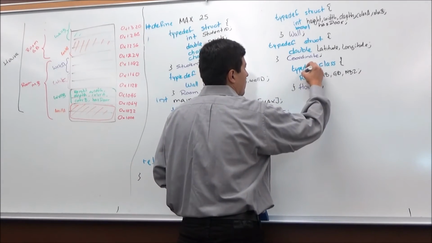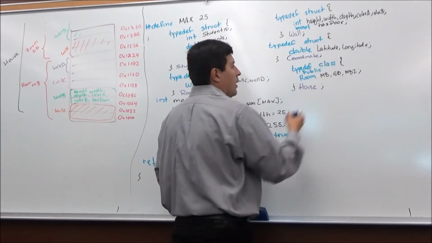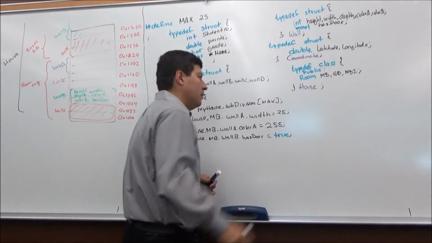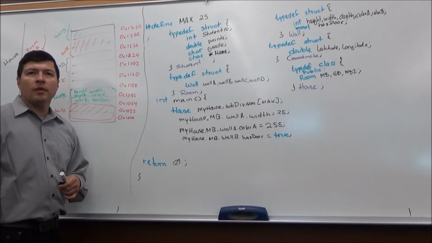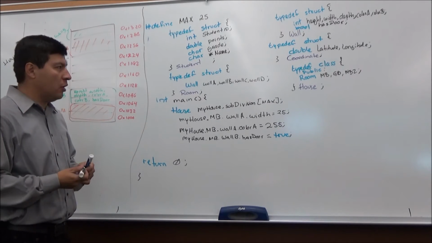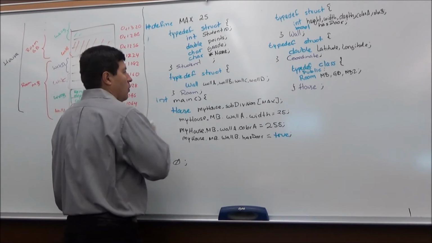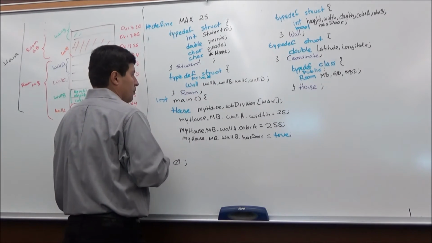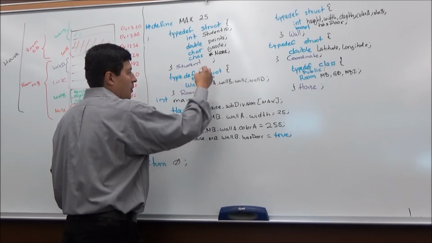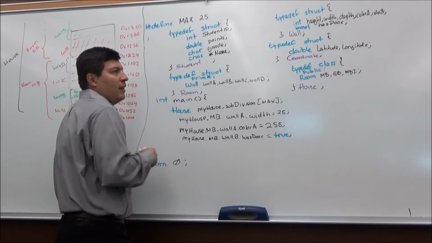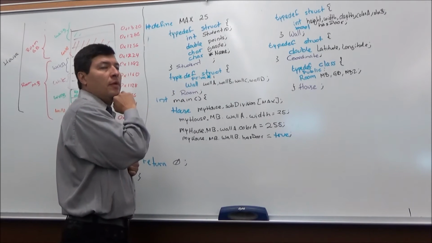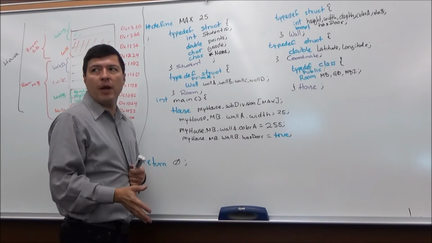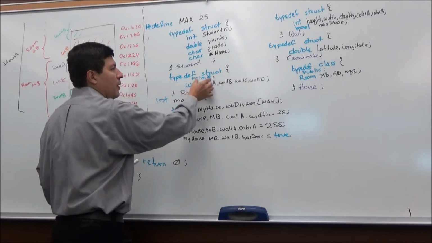How can I make something public in a class? You have to say public, and anything that's under public, now this works. And if you want to make something private in that structure, you use the word private, and then anything below is private. So basically the class and the structure are the same. It's just that by default in the structure everything is public, and in the class everything is private. But you can change them by putting labels on top.